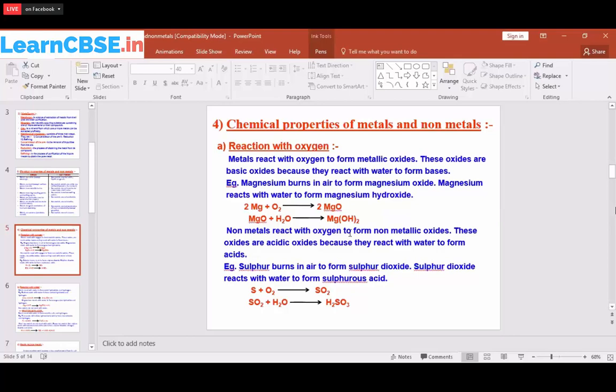Non-metals react with oxygen to form non-metallic oxides. These oxides are acidic in nature. The same way, we test by dissolving the produced oxide in water. When they react with water, they form acids. For example, take sulfur, a non-metal. Sulfur plus O2 gives SO2. When we dissolve it in water, we get H2SO3, which is sulfurous acid. So SO2 is an acidic oxide.